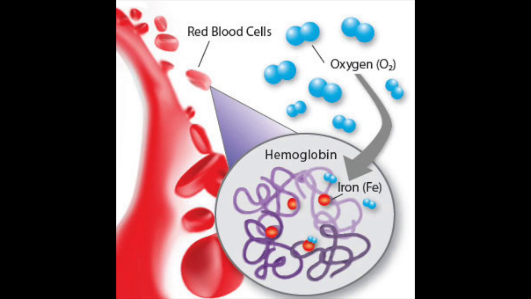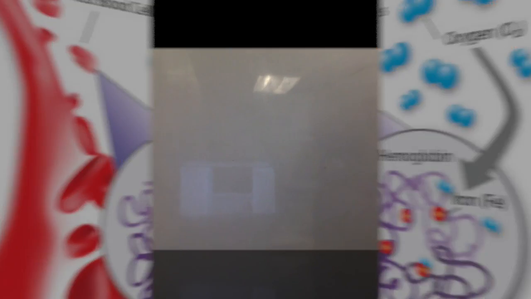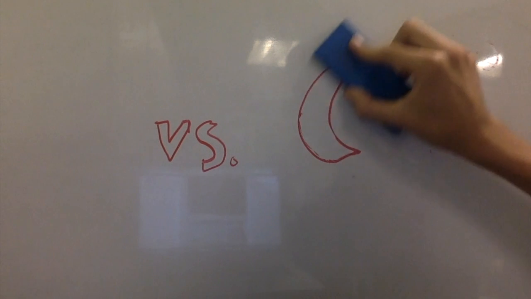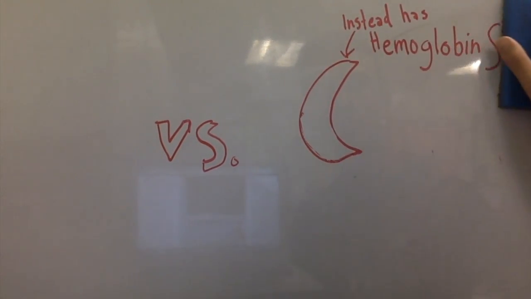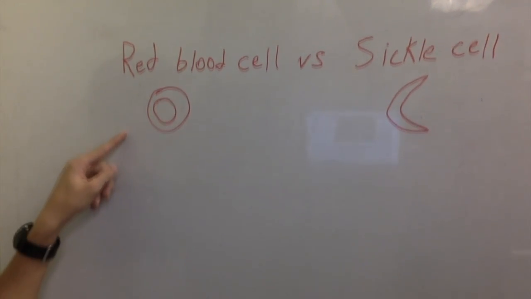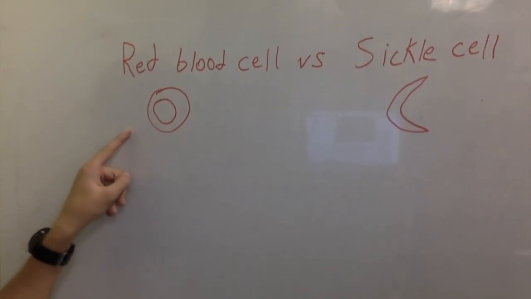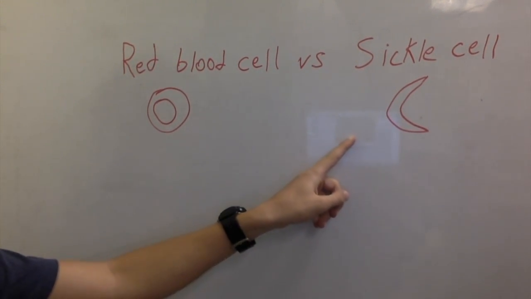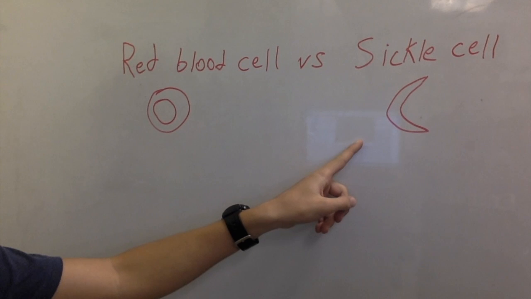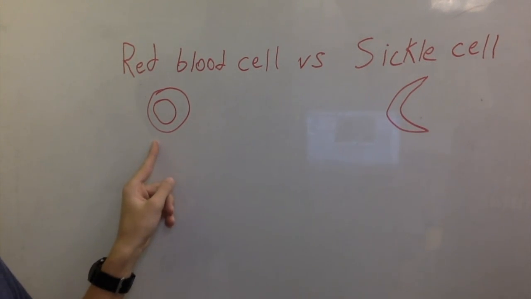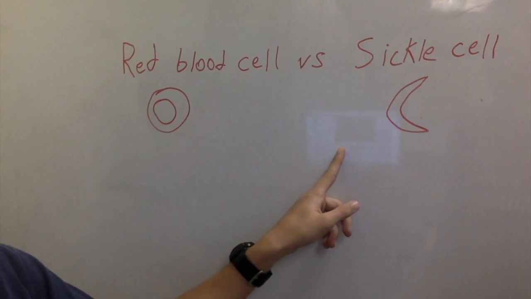Hemoglobin is a protein in the red blood cells that carries oxygen throughout the body, and people with sickle cell disease have abnormal hemoglobin called hemoglobin S. A red blood cell is round and flexible. However, a sickle cell is not round, obviously, and is not flexible either. Because of this, the red blood cell lasts longer than a sickle cell.